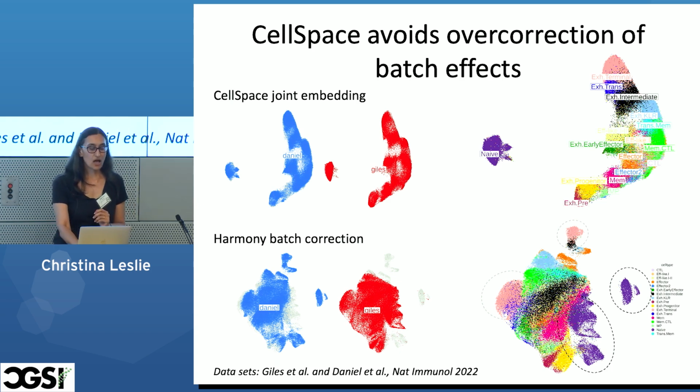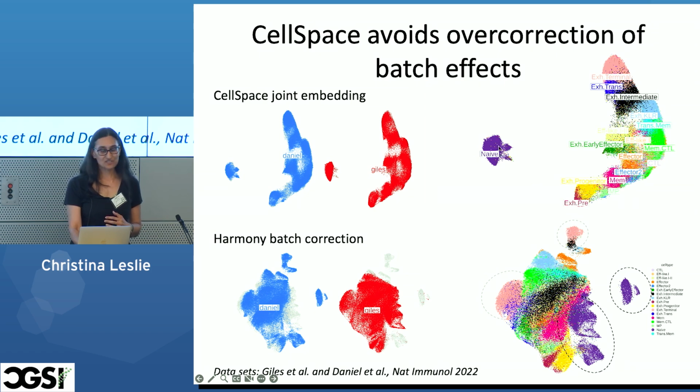Okay, and at the top we see the CellSpace joint embedding. Here, everything makes sense. The naive cells are here. You have an exhausted progenitor population, and a progression to terminally exhausted, and there's also another destination, which both papers describe as a natural NK-like exhausted state.